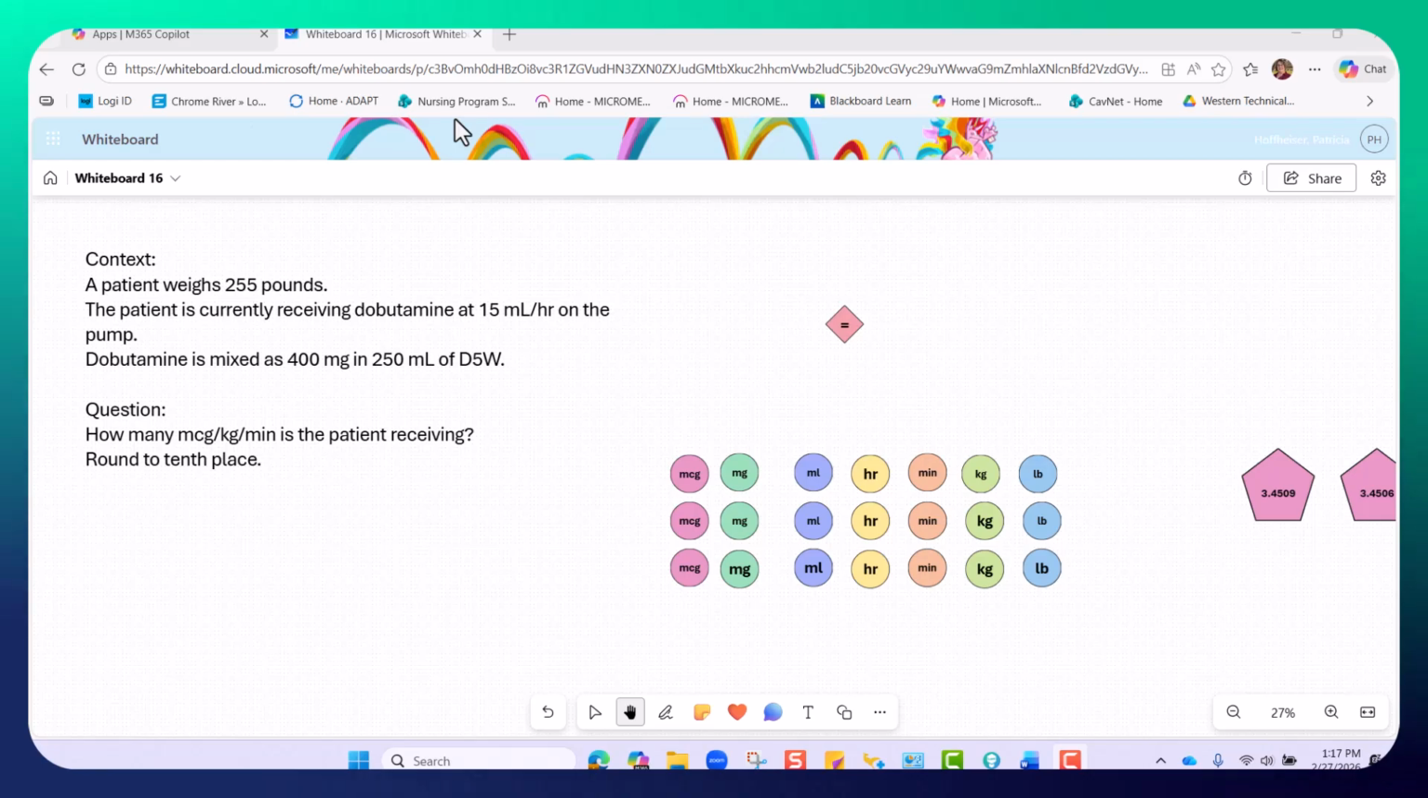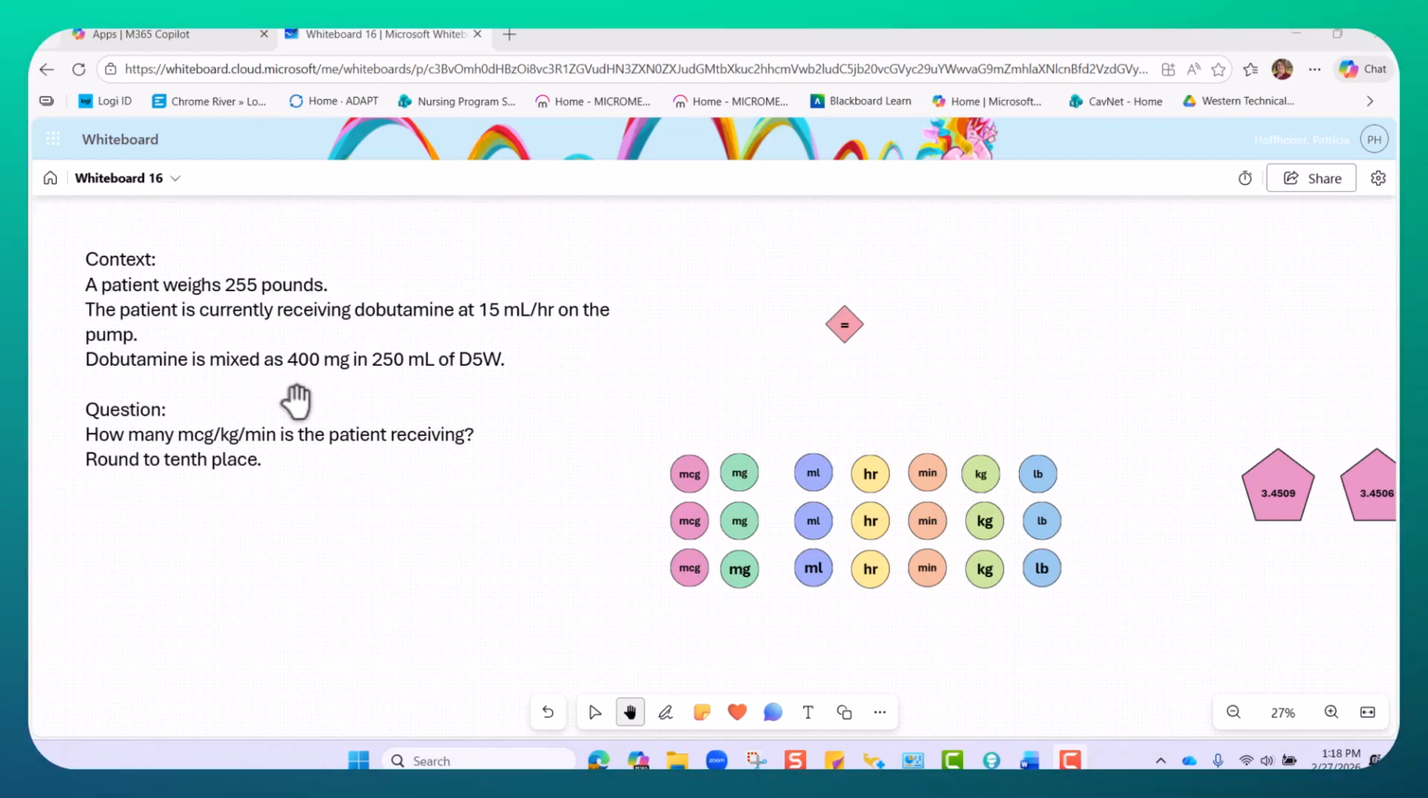So the first thing we have them do is completely read their problem. The context of our problem is a patient weighs 255 pounds. The patient is currently receiving dobutamine at 15 mLs an hour on the pump. Dobutamine is mixed 400 milligrams in 250 mLs of D5W. The question for the students is how many micrograms per kilogram per minute is the patient receiving? And then the last instruction is to round to the tenth place.